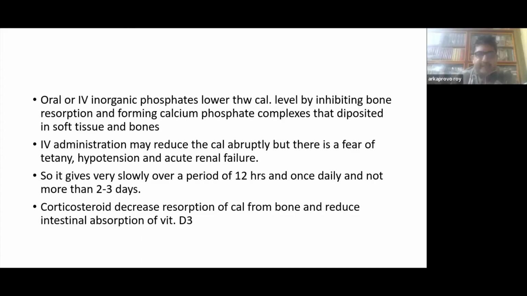Corticosteroids can decrease resorption of calcium from bone and reduce intestinal absorption of vitamin D3. Now, though it is not written over here, hypocalcemia, hyponatremia, and hypokalemia, along with that, hypochloremia is most of the time present. It can be due to extrarenal or renal abnormalities in chloride intake or losses, or from changes in volume of total body water.